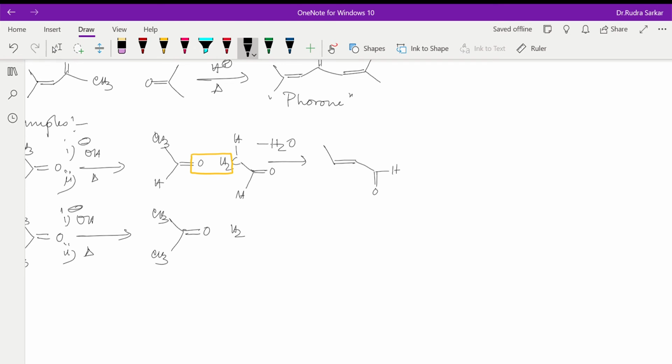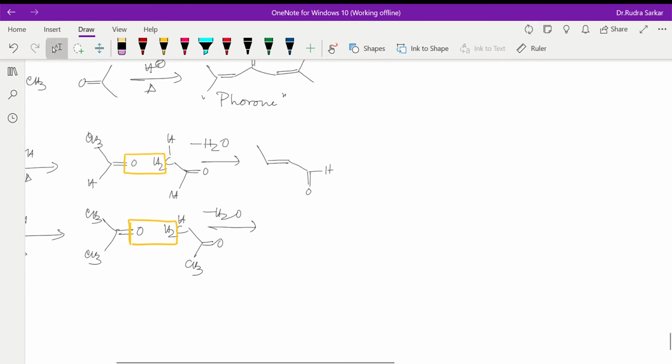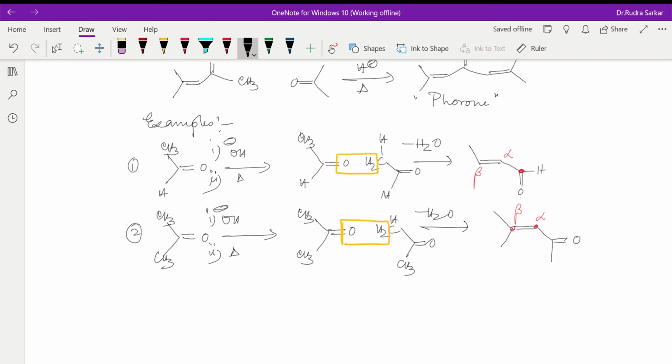Similarly, you have CH double bond O CH3. Again, you eliminate the water, and we get your mesityl oxide. Whether you have got the product correct or not, just check next to the carbonyl, the double bond should be in alpha beta position. Alpha beta position. Let's try a few more.